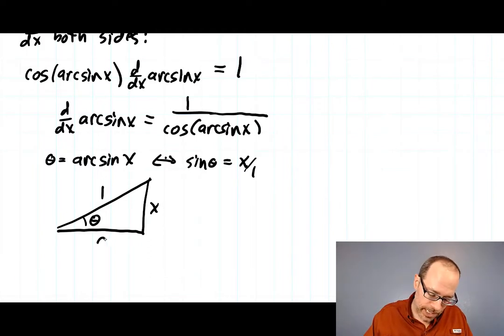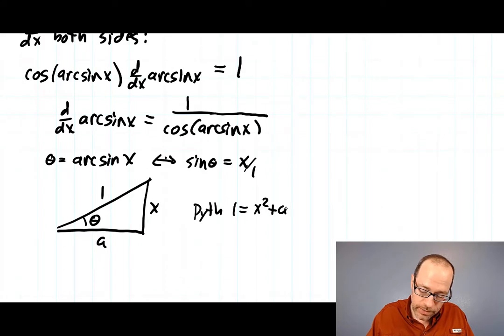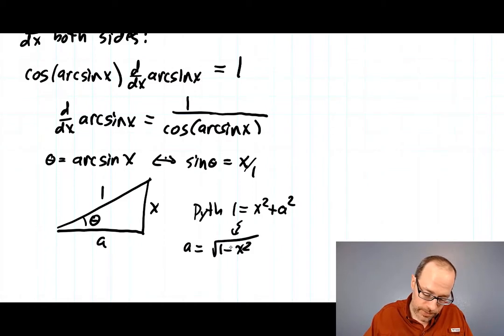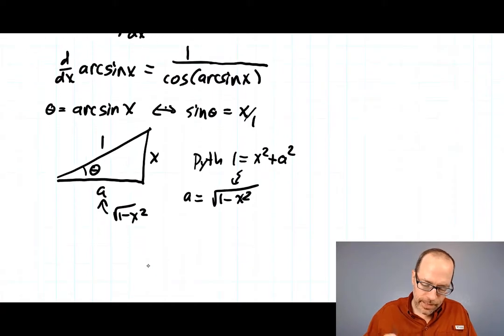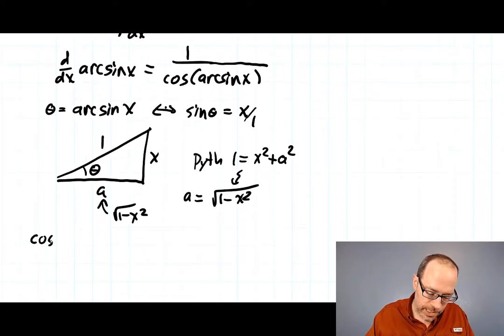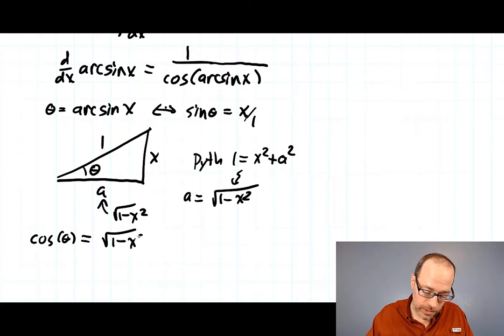Now I don't know what this side is yet, but I do know by Pythagoras that I get 1 is x squared plus a squared. So I can solve for a. Namely, a will be the square root of 1 minus x squared. So that this side is the square root of 1 minus x squared. All right? And in particular, the cosine of theta will be the adjacent over 1, so that'll be the square root of 1 minus x squared.